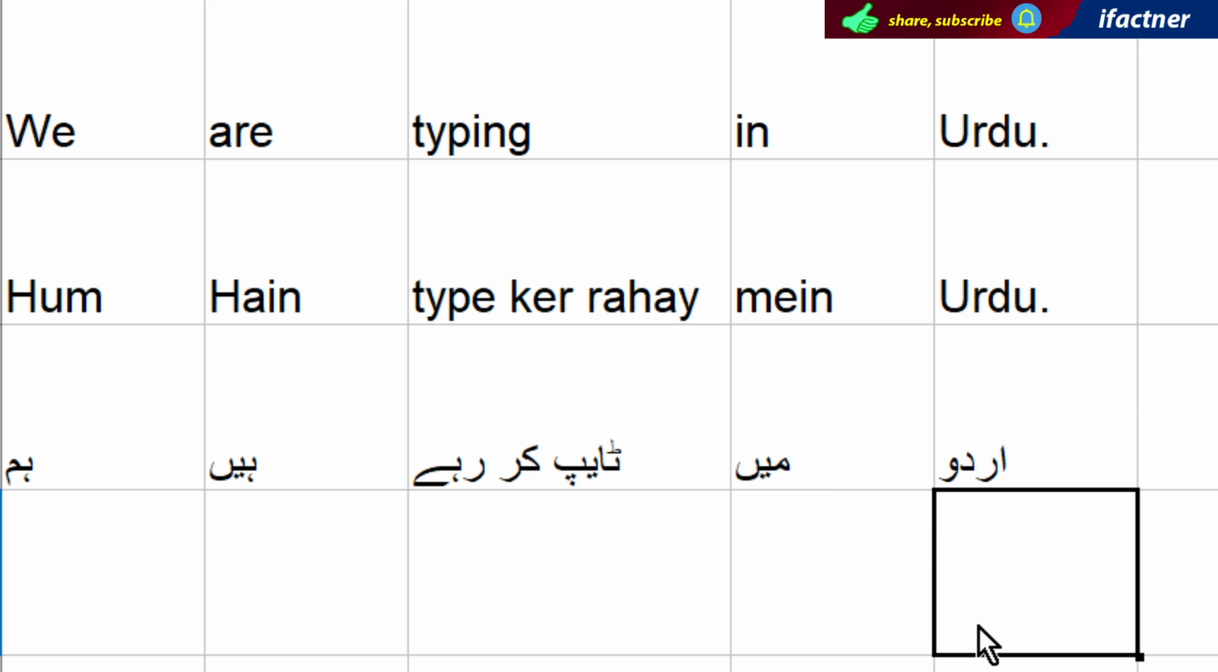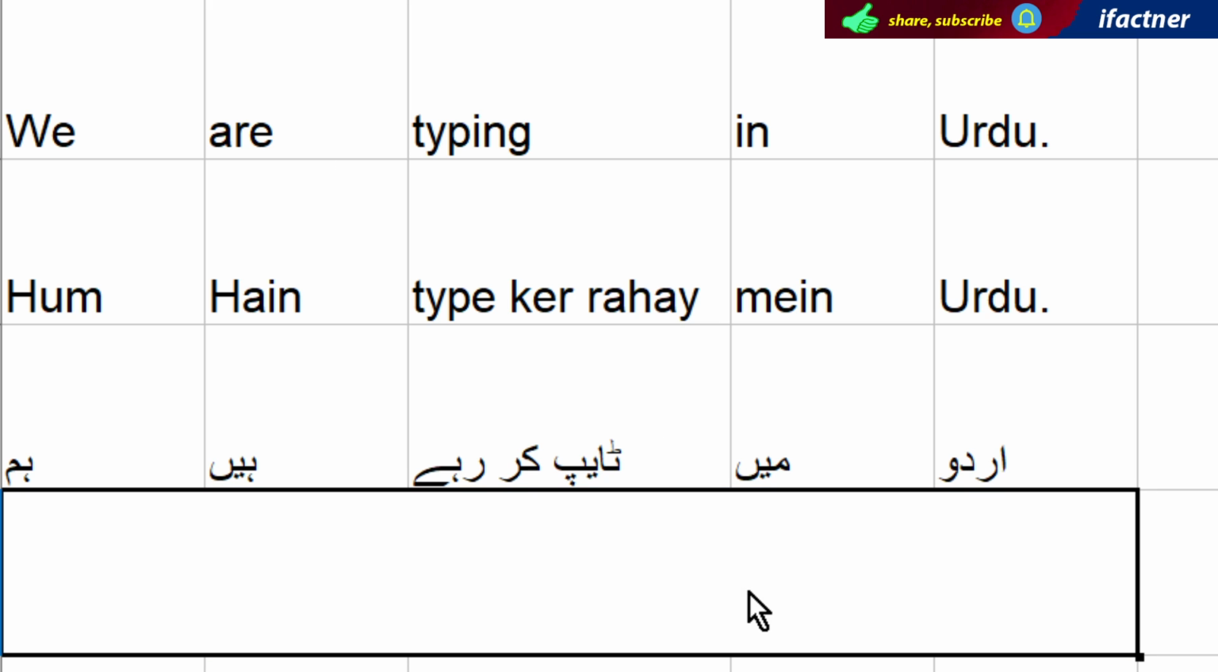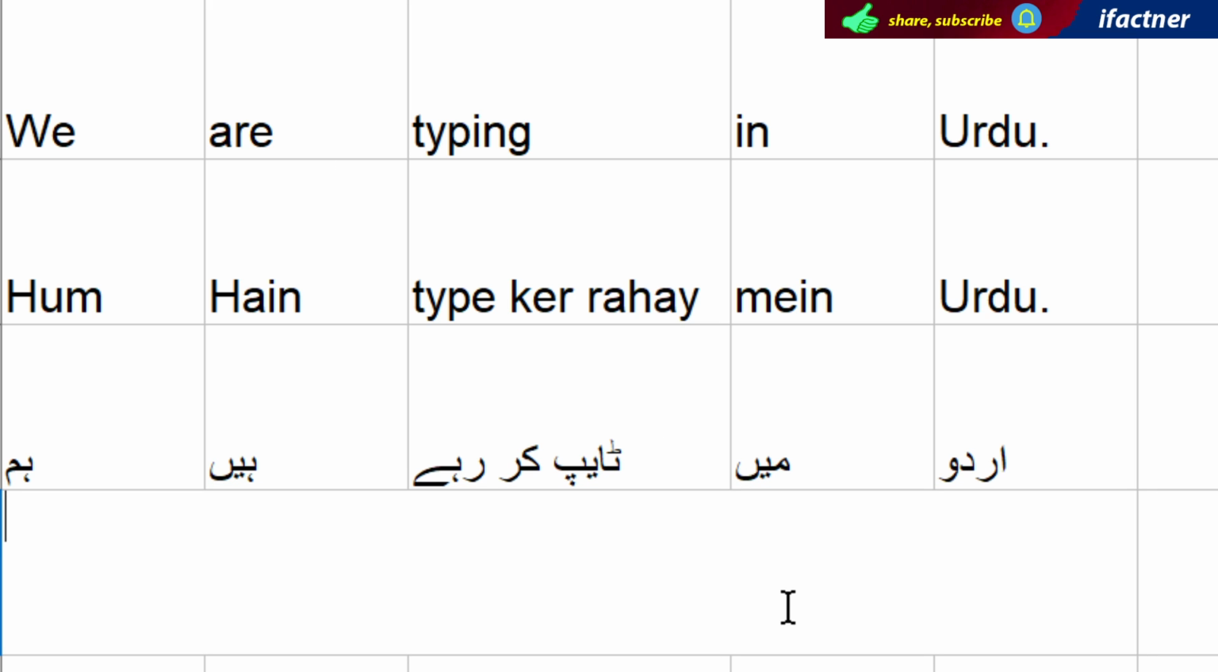Now we want to make a sentence. So in Urdu, the sentence structure is first comes the subject, then the object, and in the end comes the verb. So in Urdu, we will form the sentence as here the subject is hum, then the object is Urdu, and then comes the predicate or the verb, which is type कर रहे हैं.